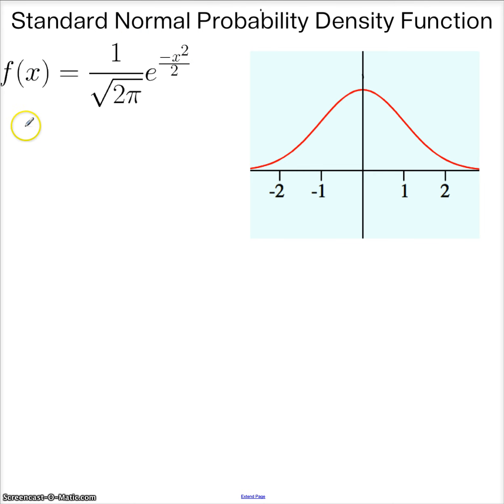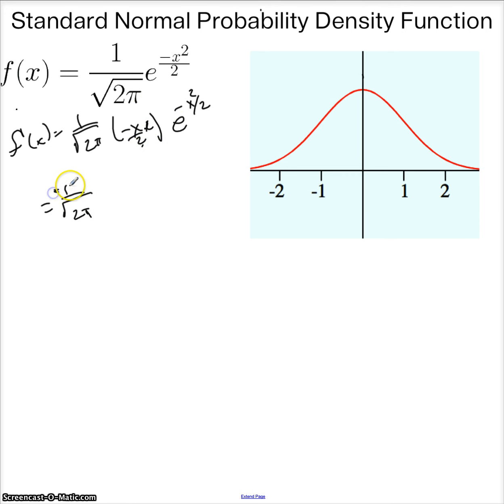Well, the first thing I need to do is find the first derivative. Okay, so the first derivative of f of x is 1 over the square root of 2 pi times negative x over 2 times 2 times e to the minus x squared over 2. I'm going to rewrite that as 1 over the square root of 2 pi. Those 2's cancel. I've got a negative sign, so I've got a negative x here, e to the minus x squared over 2.